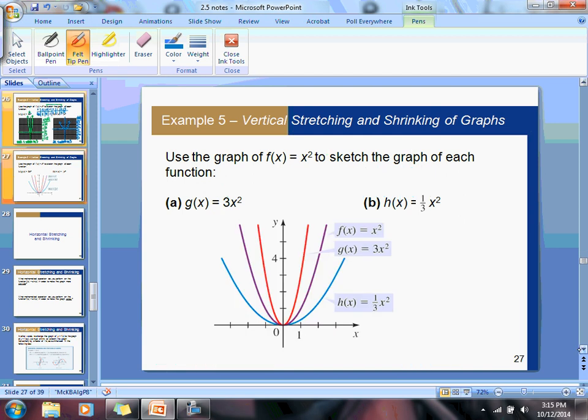And this is the book graph that has all three of the functions. It has the original one, and then it's got the multiplying by 3, so it makes it narrower, and then the multiplying by 1/3, so it makes it wider.